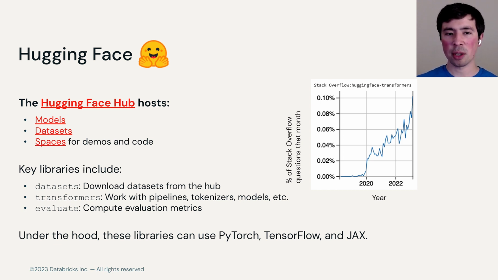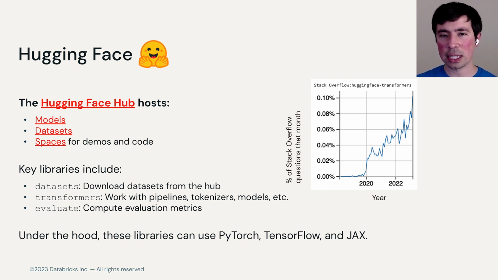The datasets library provides ways to download data from the hub. Transformers makes it easy to work with pipelines, tokenizers, models, these core components of NLP, and to download pre-trained ones from the hub. Then evaluate is what it sounds like. On the right, you can see that the popularity of Transformers has really been rocketing up in the last couple of years based on Stack Overflow questions.